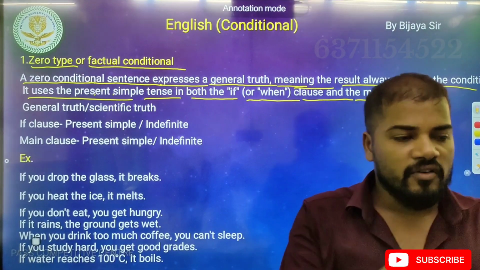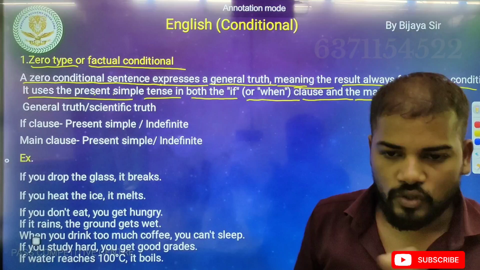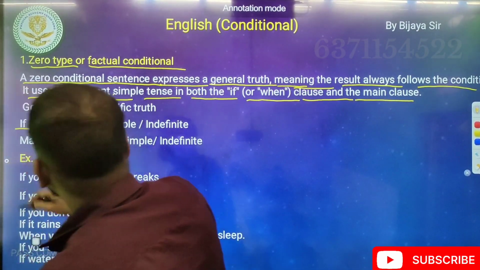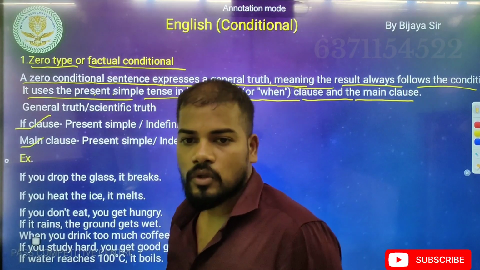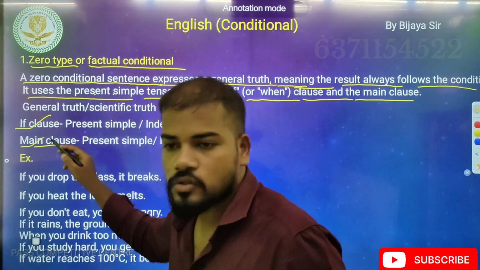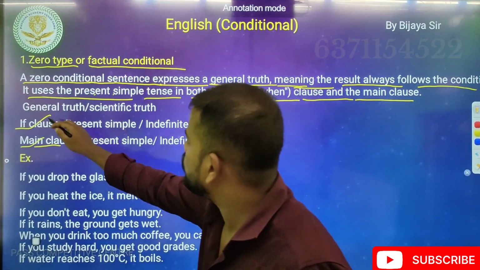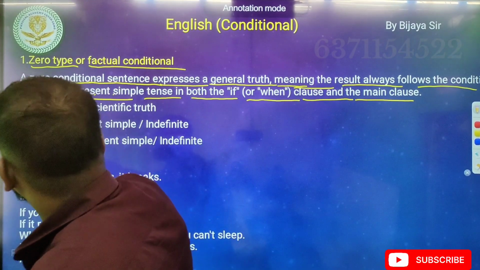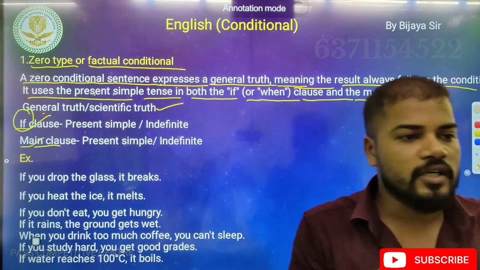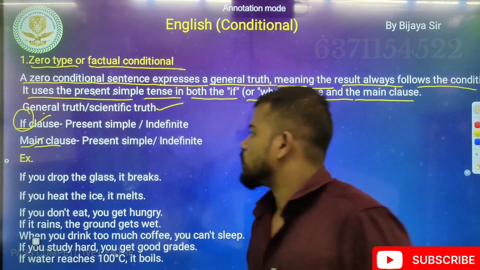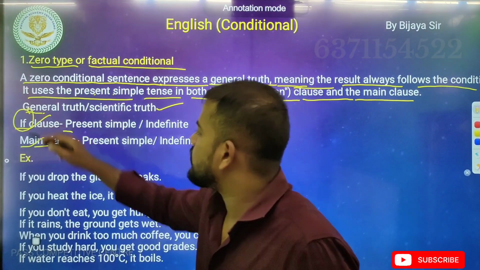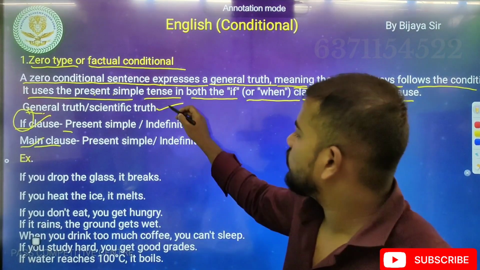Okay, so in every conditional we will get two clauses, dear student. One is the if clause, another one is the main clause. The if clause is where there is a condition, and the result clause is the main clause. Now come to the structure: general truth and scientific truth. What will it represent? The zero type or factual conditional will represent general truth and scientific truth.